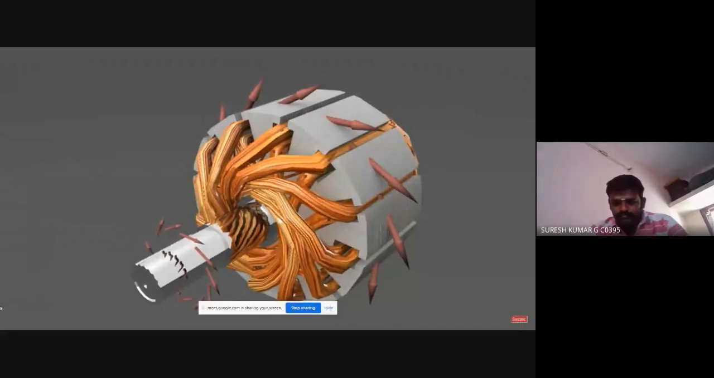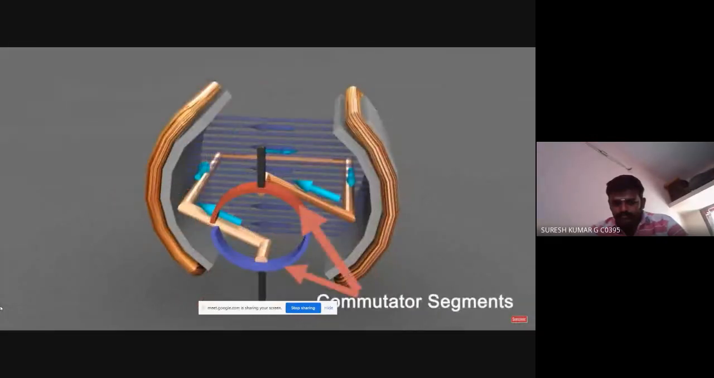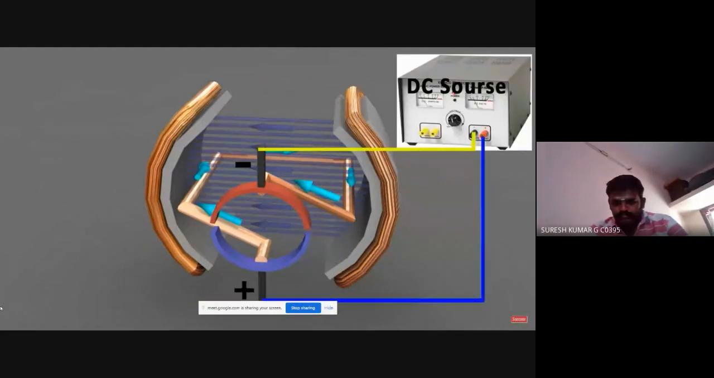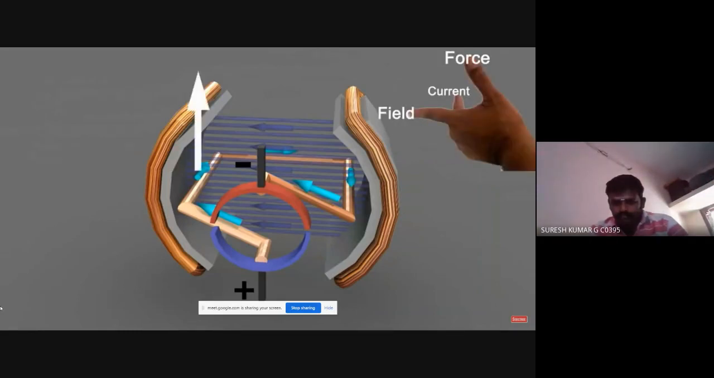To understand this process more easily, let's take an example of a single loop having a set of its own commutator segments. Due to the DC voltage applied by an external DC source, current will flow in the coil in this direction, from positive to negative potential. And by Fleming's left-hand rule, we can find that this side of the coil receives force in an upward direction and this side will receive a downward force, and hence the loop rotates.